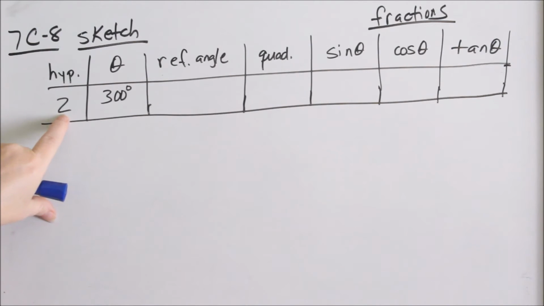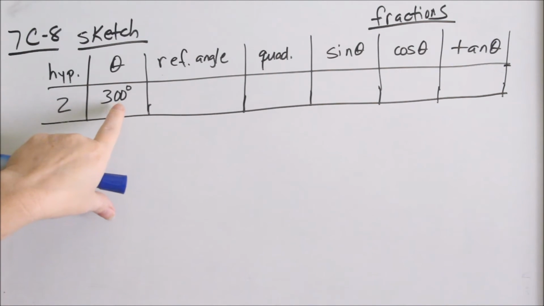They're just telling you here that the hypotenuse length is 2 units. I don't know if that's centimeters, meters, inches, feet. So you can almost ignore this value for right now, but they're just telling you that the length of the hypotenuse is 2. So we won't really do anything with that, but the main thing we want to look at is the angle is 300 degrees.